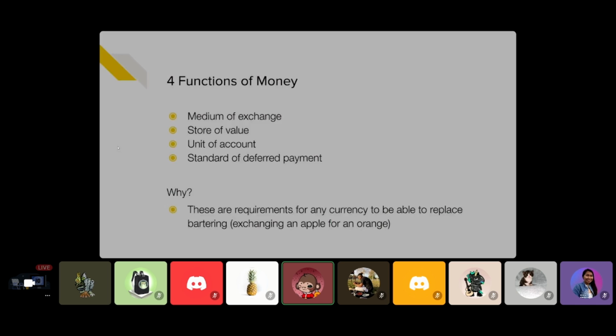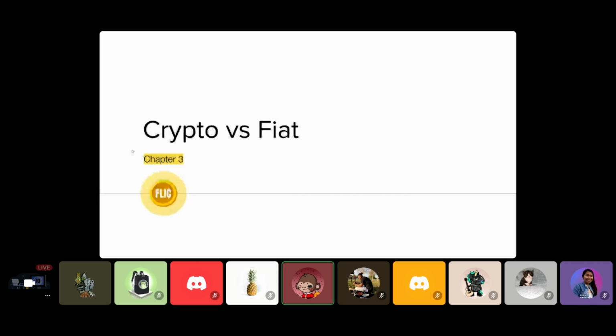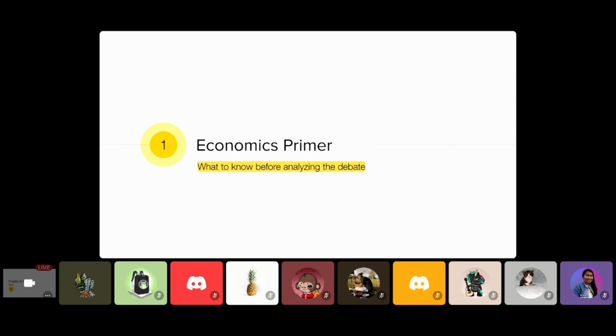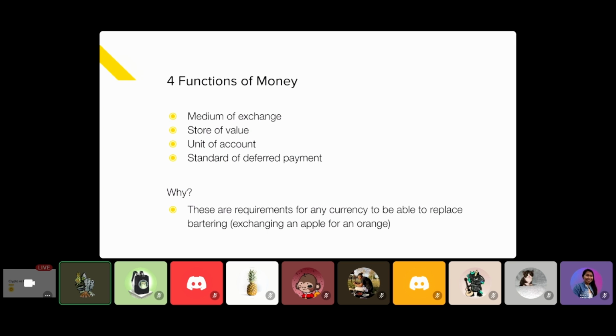Okay, everybody. So we're starting today with crypto versus fiat. It's week three of the FLIC and Leyline workshops, so we can get started right now. First, I'm going to go over the economic primer about cryptocurrency versus dollars and pounds. We need to know that there are four basic functions of money.